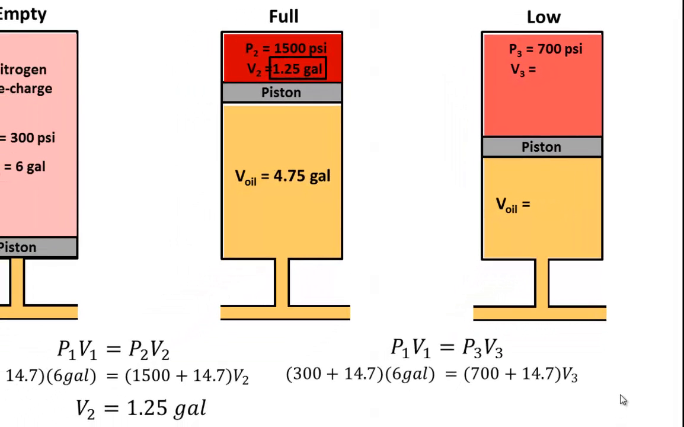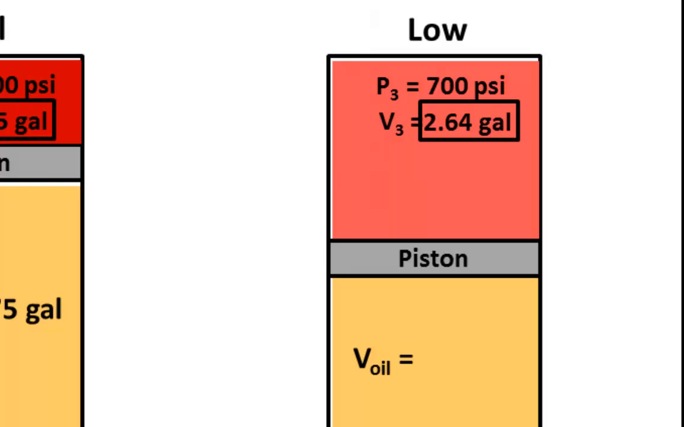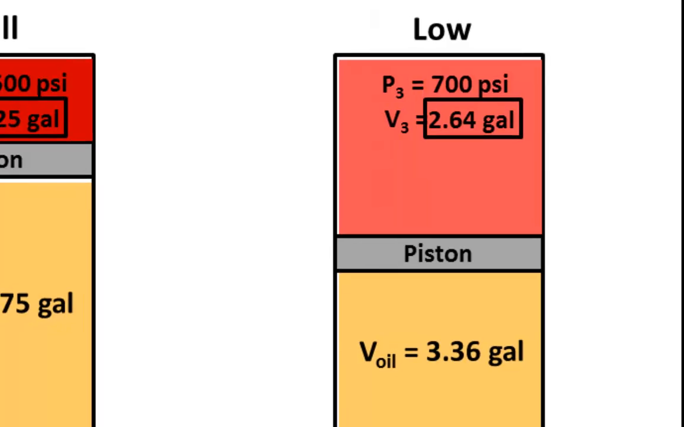We can again plug in our absolute pressures and find that volume 3 is 2.64 gallons. So this volume of compressed nitrogen is 2.64 gallons. And again, we can do our simple subtraction. 6 gallons total minus 2.64 gallons of compressed nitrogen will result in 3.36 gallons of oil left in that accumulator that are really not usable.